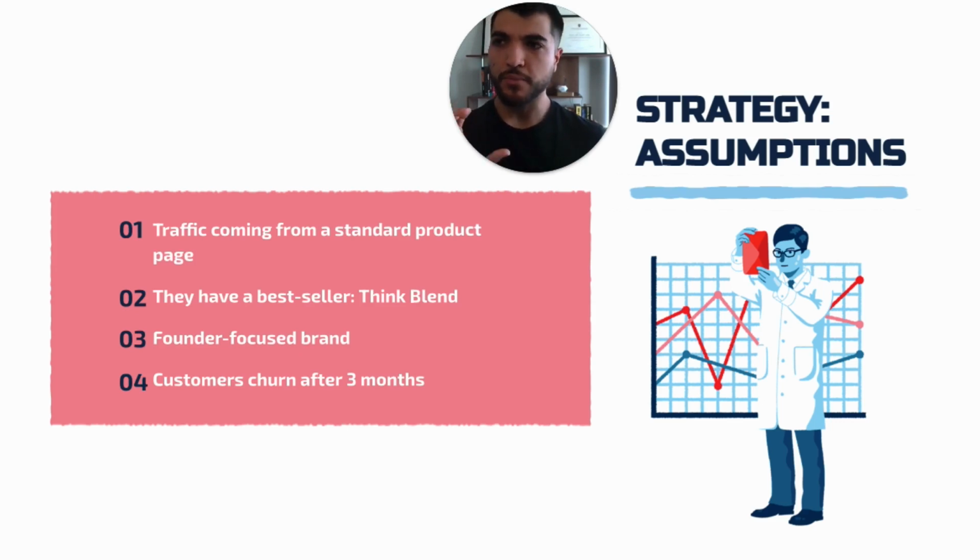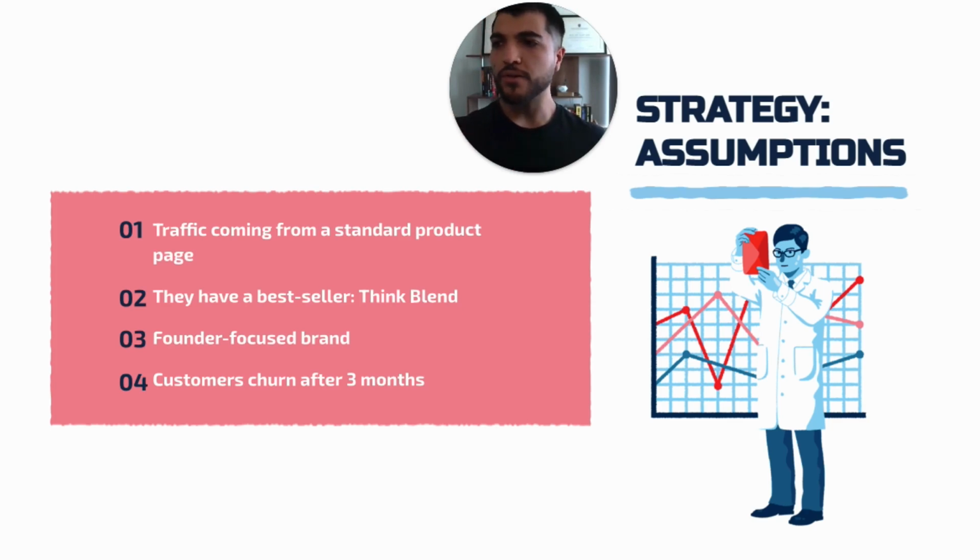So yes, traffic coming from a standard product page. Then we're going to assume, and this is most likely true, that they have a bestseller, which is Think Blend, which is a blend to help you focus. So that's assumption number 2, and we're going to also assume that they are a founder-focused brand, meaning that their founder plays a role in some of the messaging that the brand is using, and basically that we can leverage this in some parts of our copy and even in some tactics we can use later on.